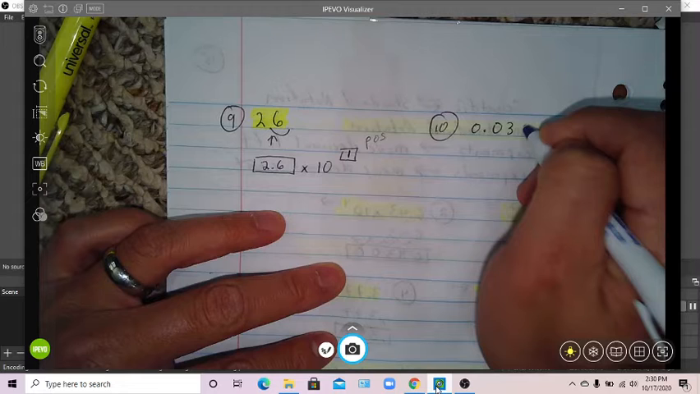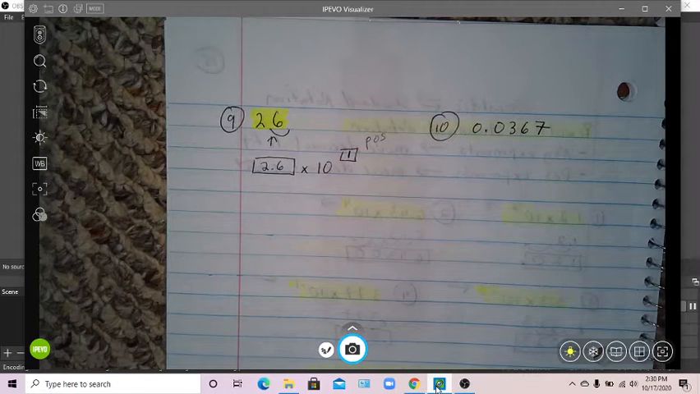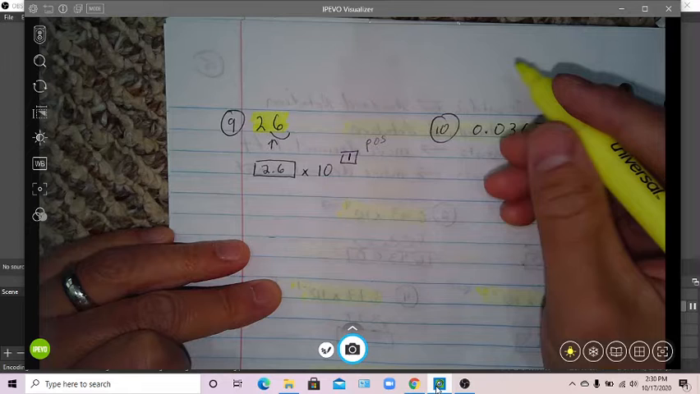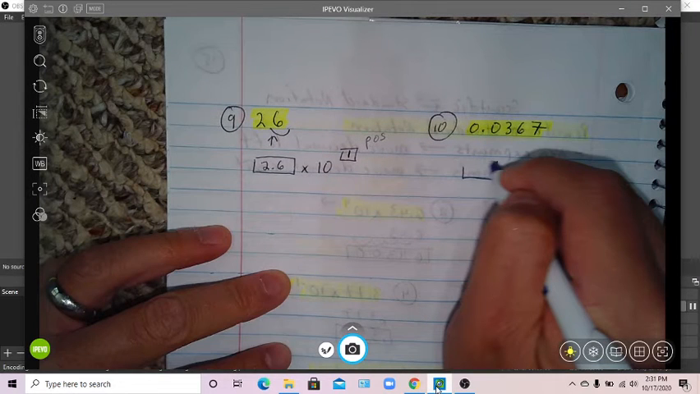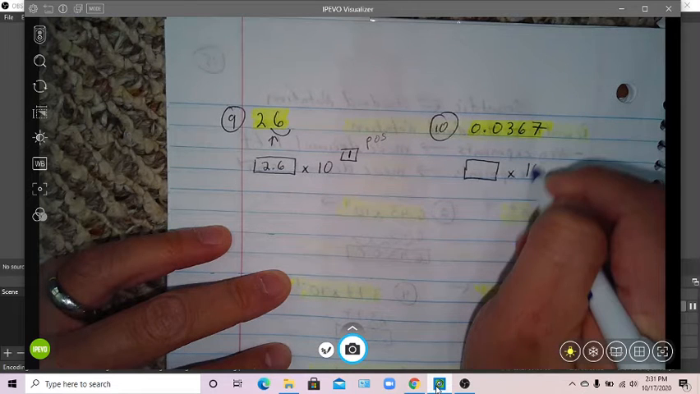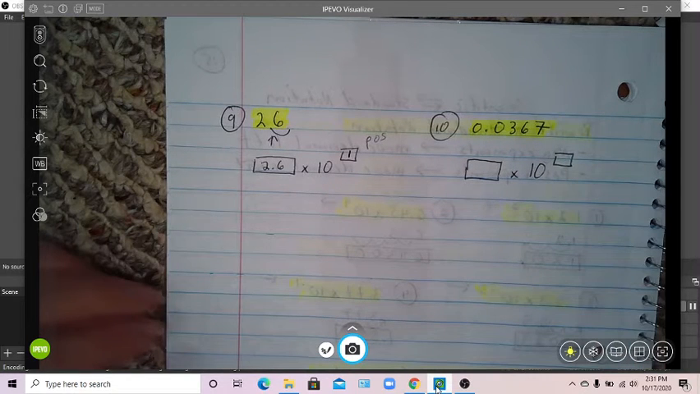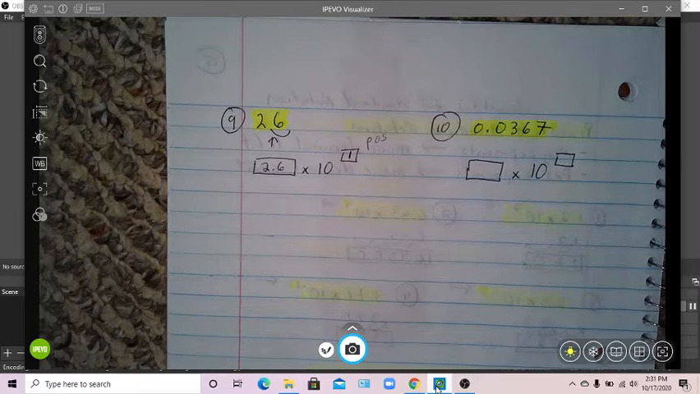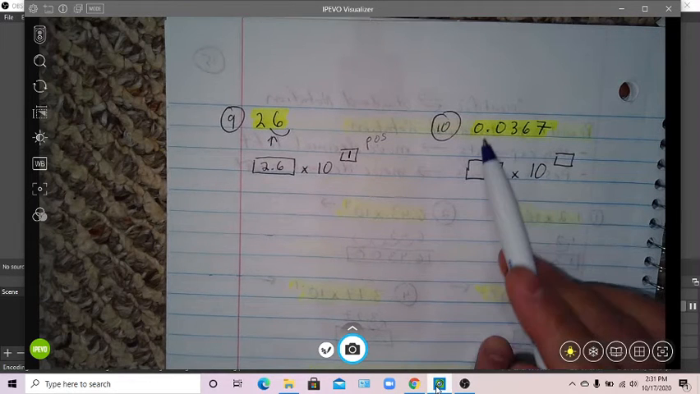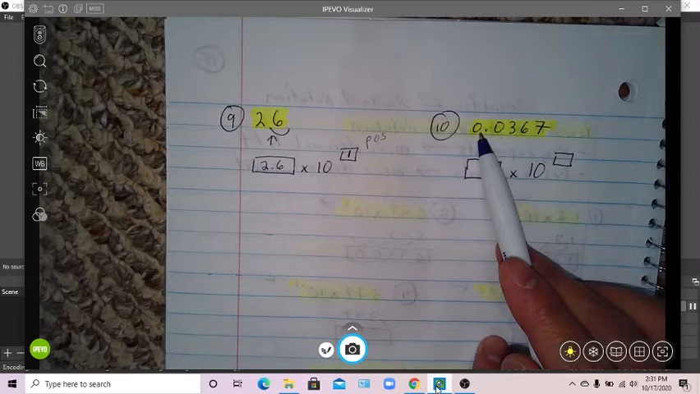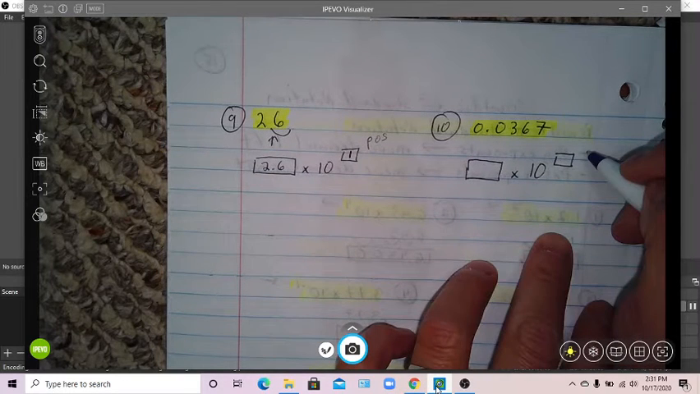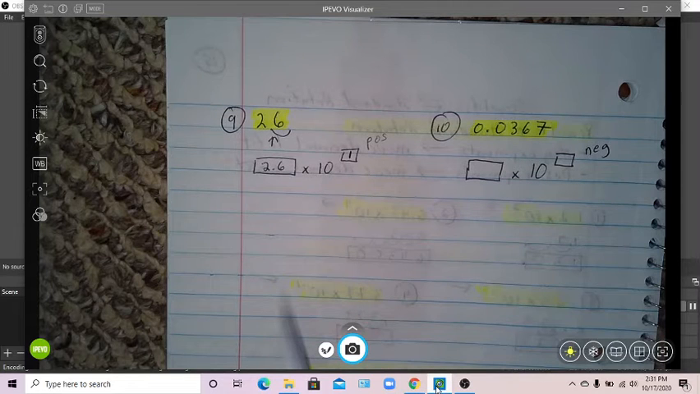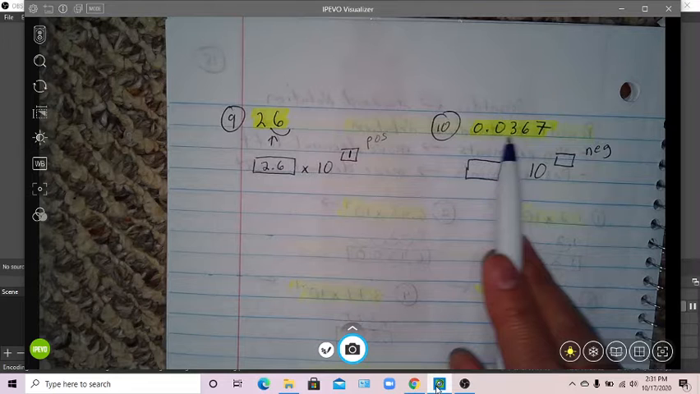0.0367. That's the number it gives you. Again, it'll have a box times 10, and another box for the exponent. Let's figure out if the exponent's going to be positive or negative. This is 0 point something, so it's going to be smaller than 1. Since it's smaller than 1, this will be a negative exponent. The 26 we started with was bigger than 1, so it was positive. This one is smaller than 1, so it'll be negative.